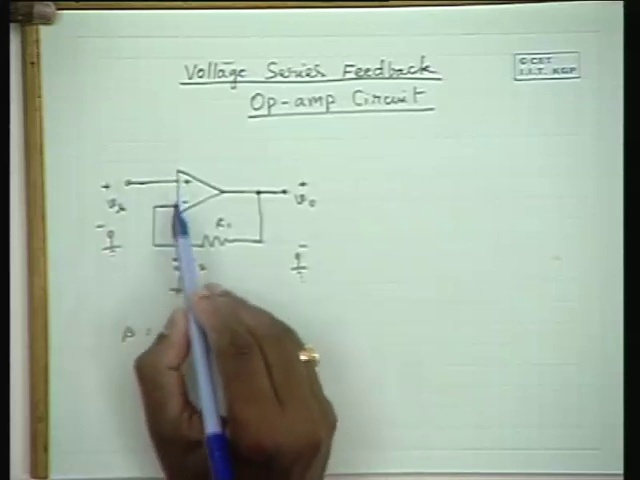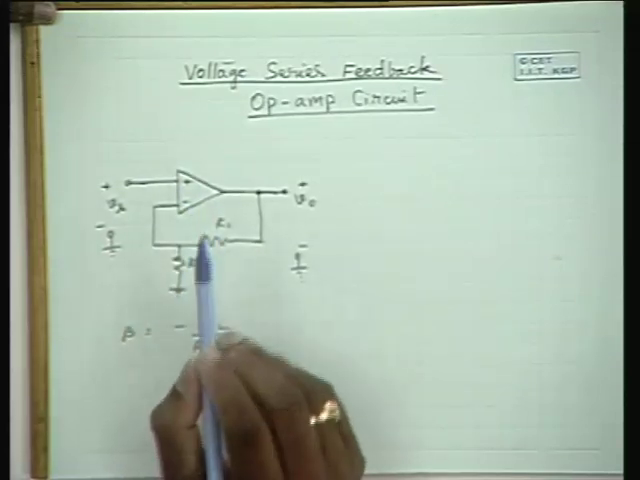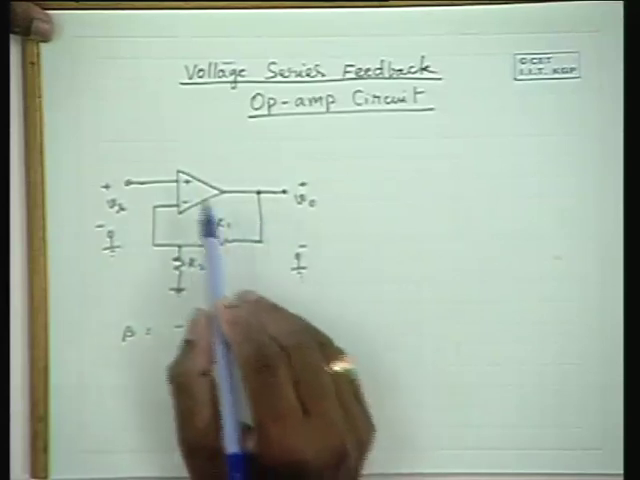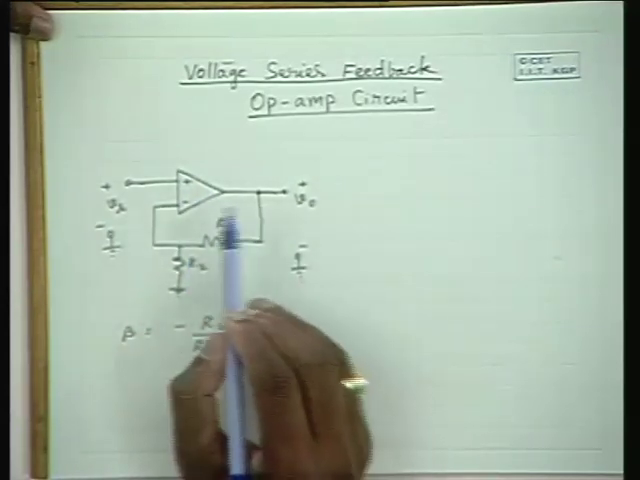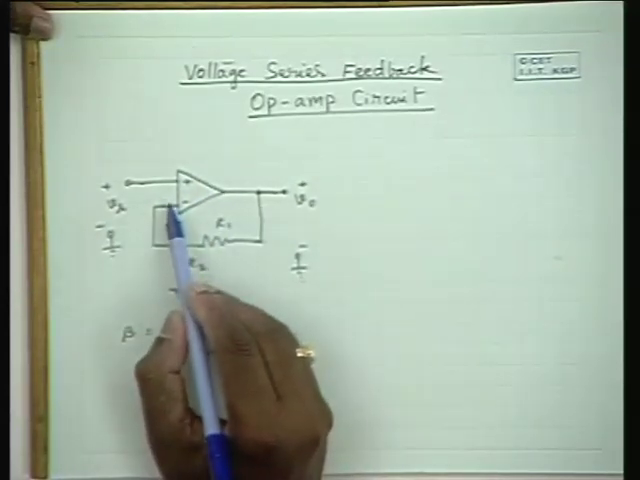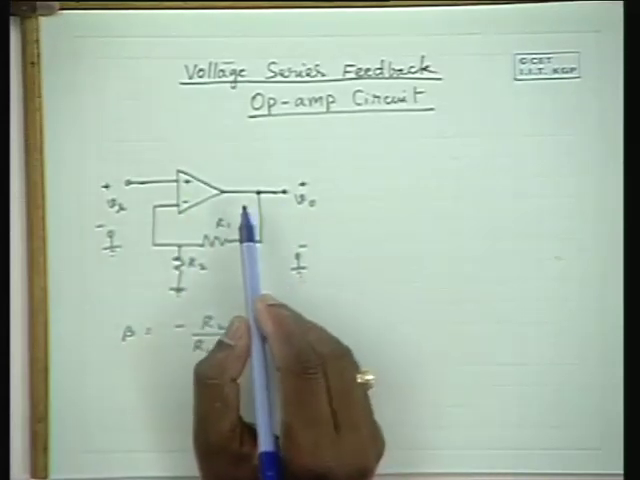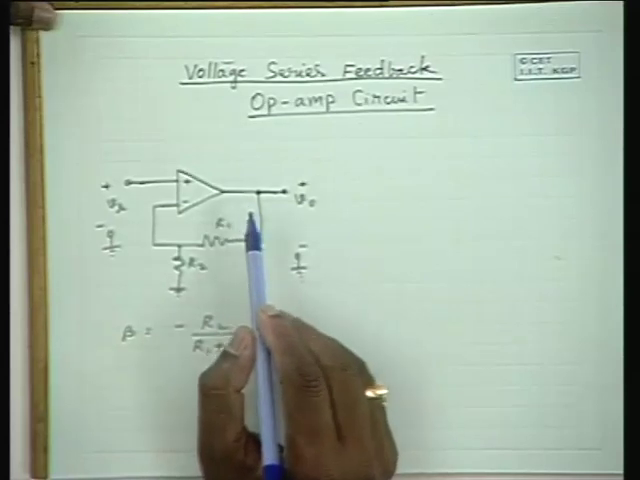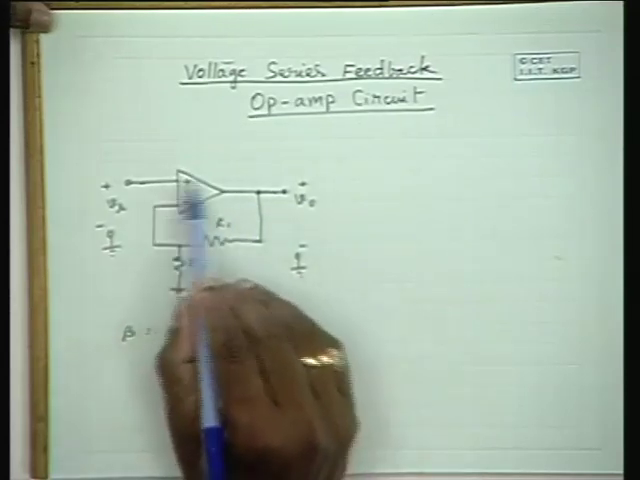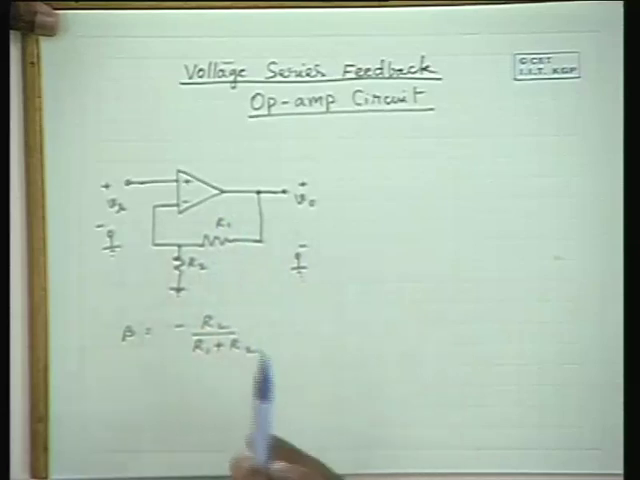Here this is an operational amplifier. It is an amplifier with very high voltage gain and very high input impedance. Ideally the input impedance is infinity, and it has very low output impedance. The output impedance ideally should be 0, and the voltage gain is infinity.